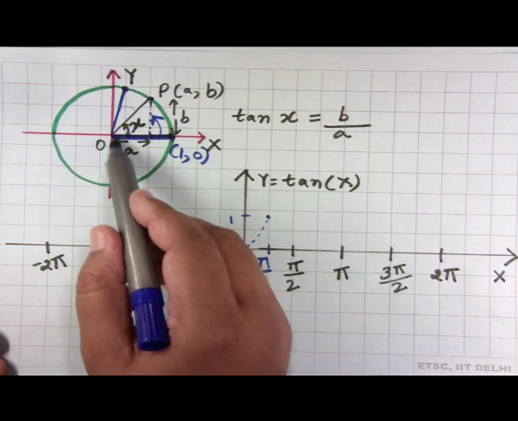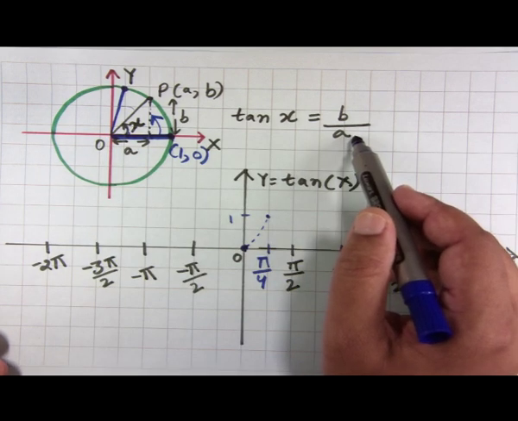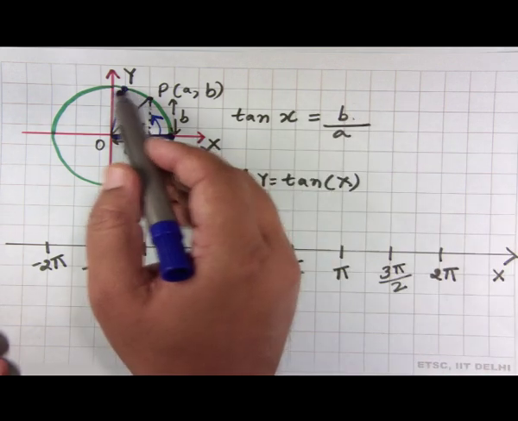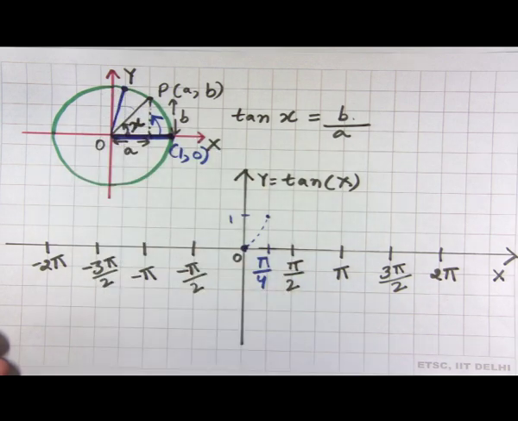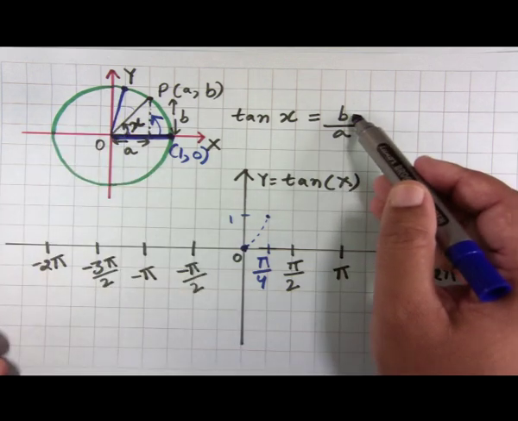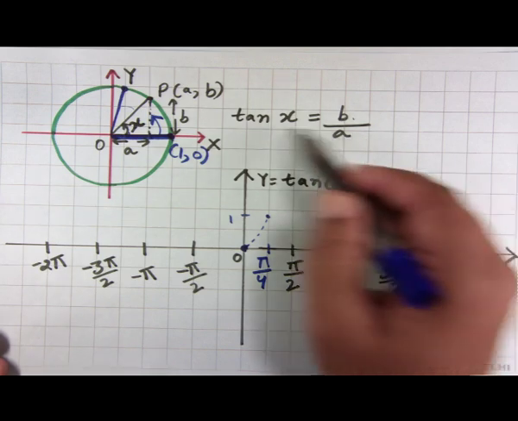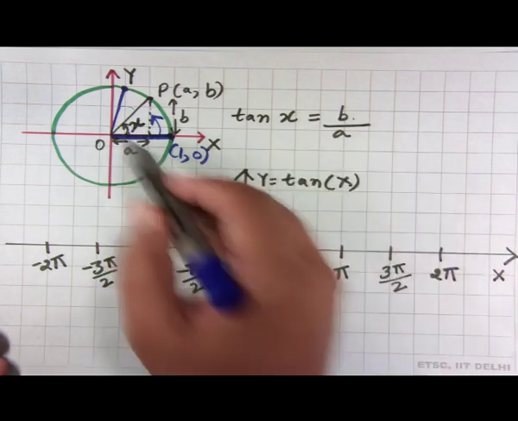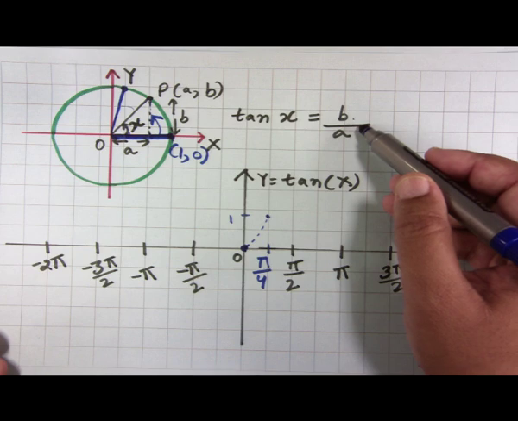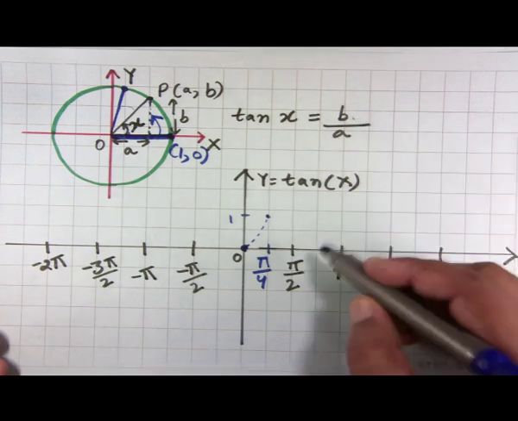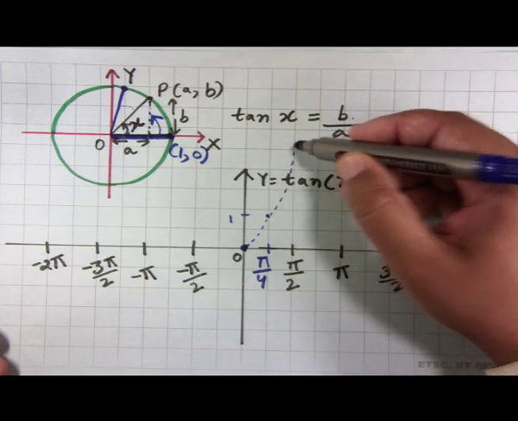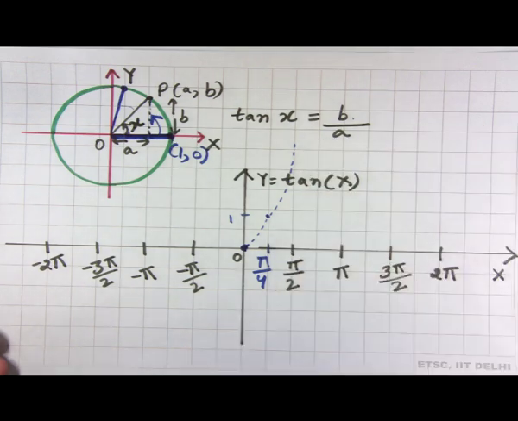So essentially A goes to 0, but the y coordinate is still close to 1. It will be approximately 1 as you go closer to pi by 2. Since this will be finite, but this will go to 0, the tangent of this angle x, as x goes nearer and nearer to pi by 2, will start going to infinity, because it is 1 by 0. So, it will go to infinity.